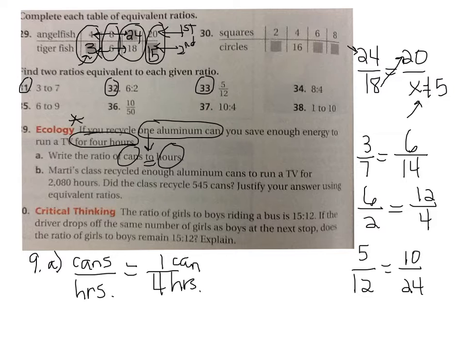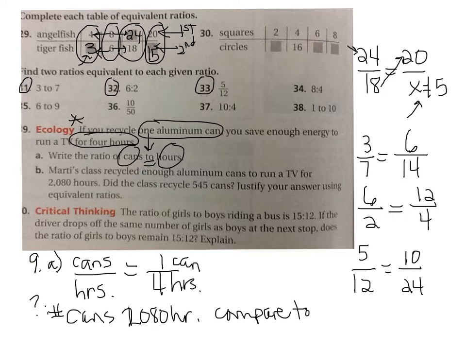Then it says, Marty's class recycled enough aluminum cans to run a TV for 2,080 hours. Did the class recycle 545 cans? Justify your answer using equivalent ratios. What do you ask to find? How many cans it takes to run 2,080 hours? Okay, so let's do that. Number of cans needed for 2,080 hours. And then I'm going to compare to what number? 545. Yep, 545, because it says, did the class recycle 545 cans? So we're going to compare once we figure it out.